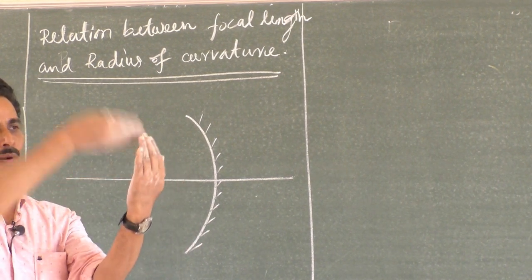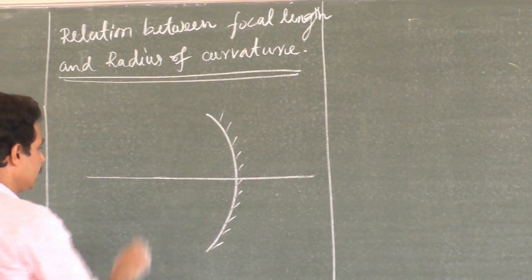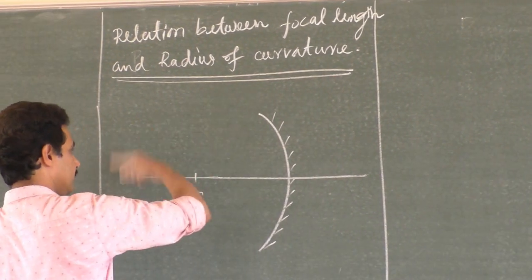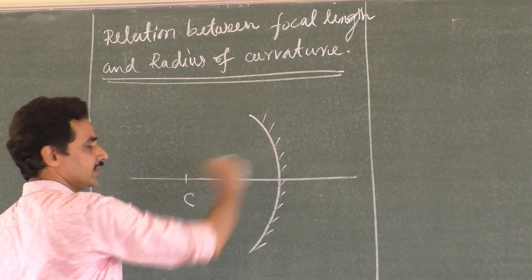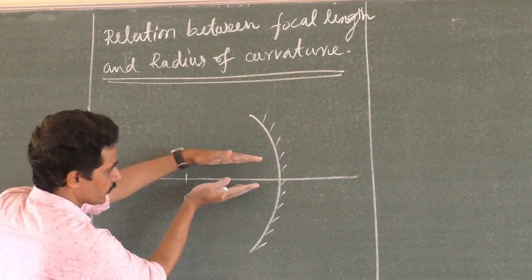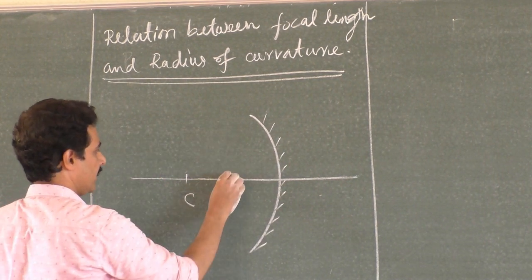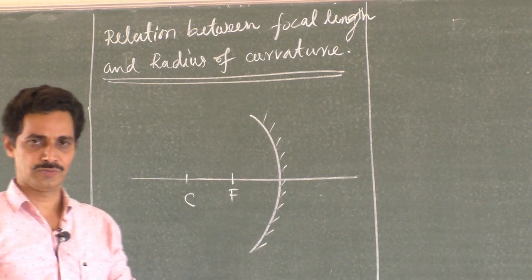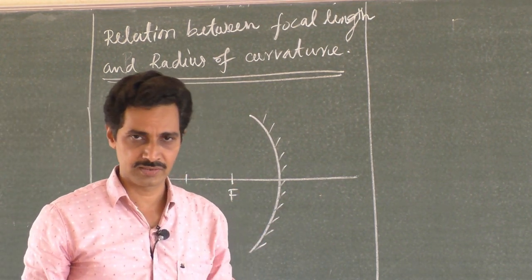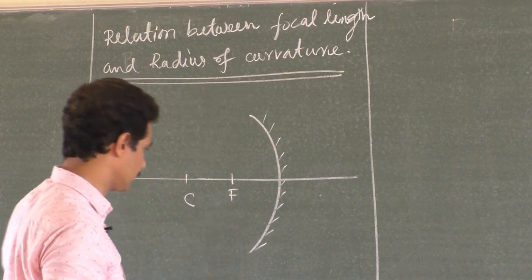Now, so we have a concave mirror. Its curvature is a part of a sphere. It will have a center. If you complete it, you will get the center. And if parallel rays are incident on the concave mirror, which are very close to the axis, after reflection they pass through the focus. In a concave mirror, they really pass through the focus. They don't appear to diverge from that focus. They really pass through the focus.